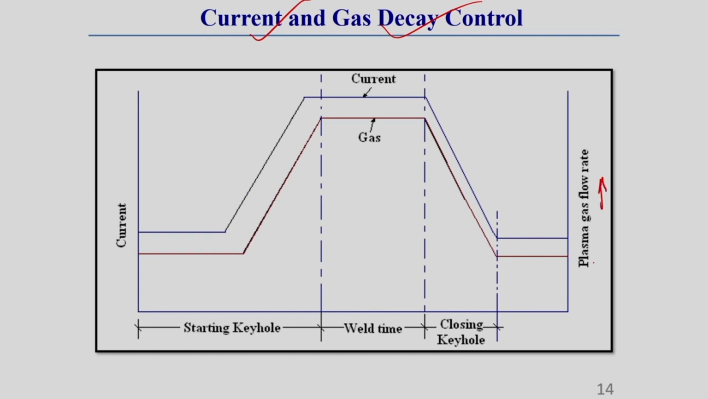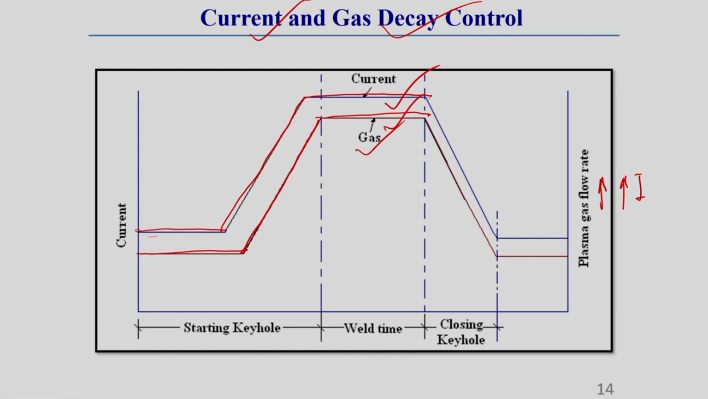This axis represents plasma gas flow rate, and this axis represents the current. Here this is the current curve and this is the gas flow rate curve. Here you see the starting of the arc, current is on the lower side. So at that time this flow rate is also lower. Once the current gradually increases during the starting of keyhole, this flow rate should also gradually increase. What I am telling, understand? And during welding time, as the current remains almost constant, at that time gas flow rate should also be constant, you can see here.